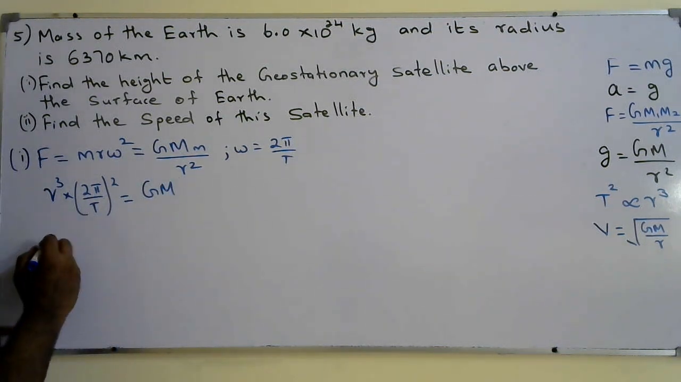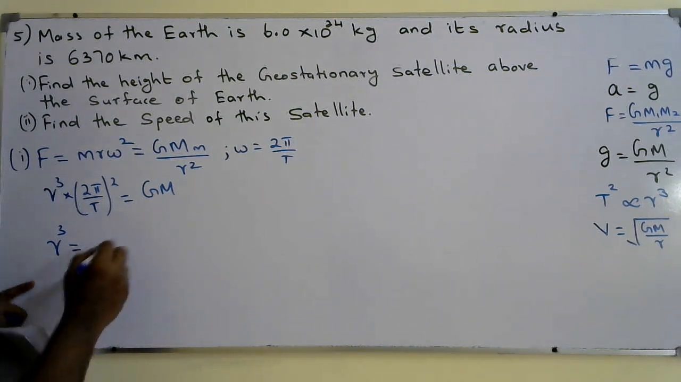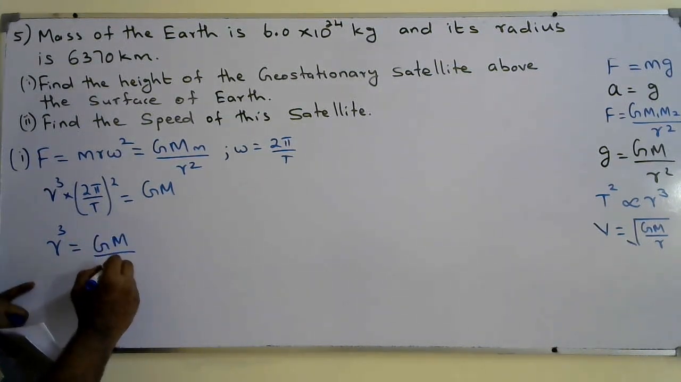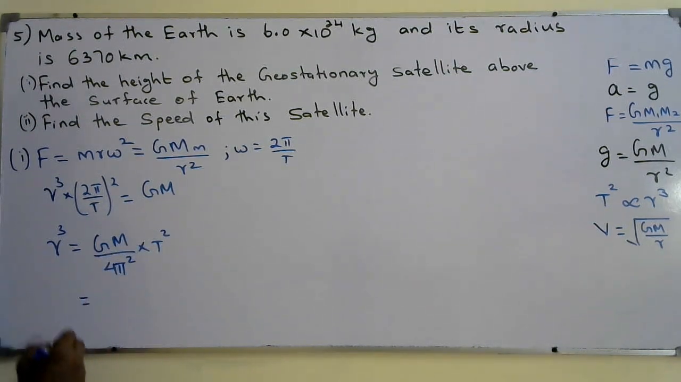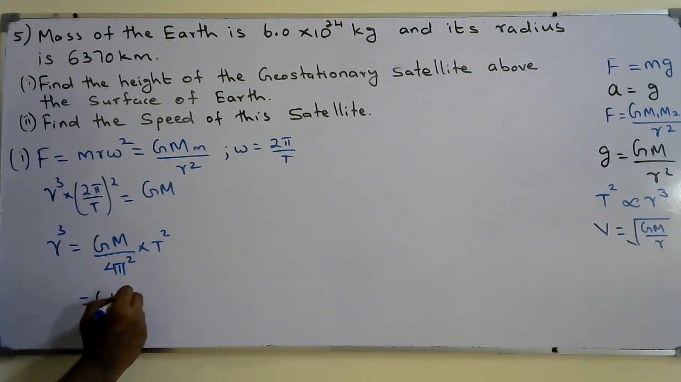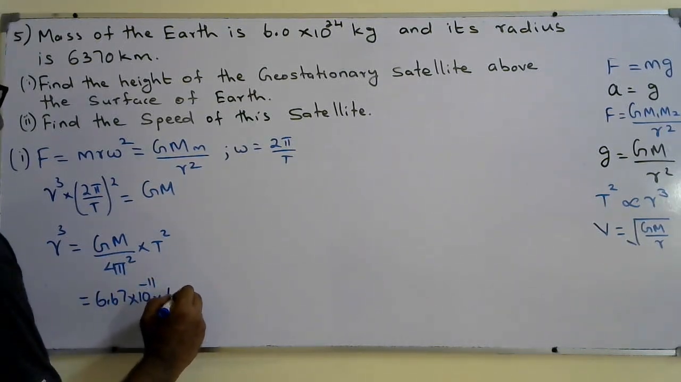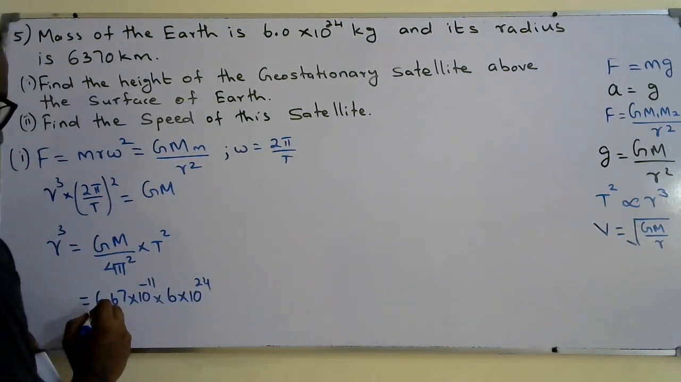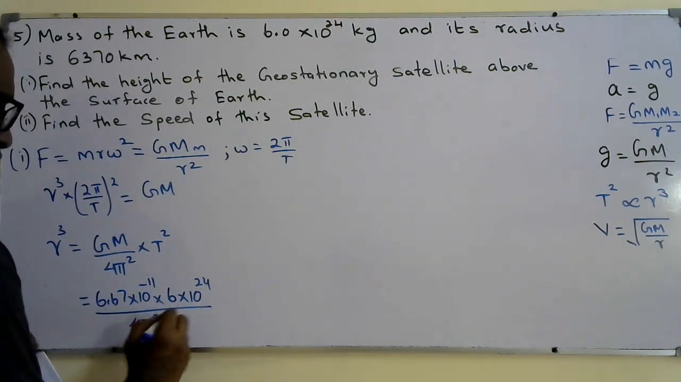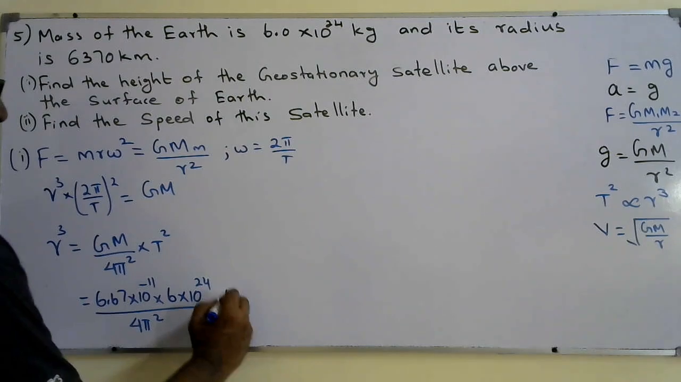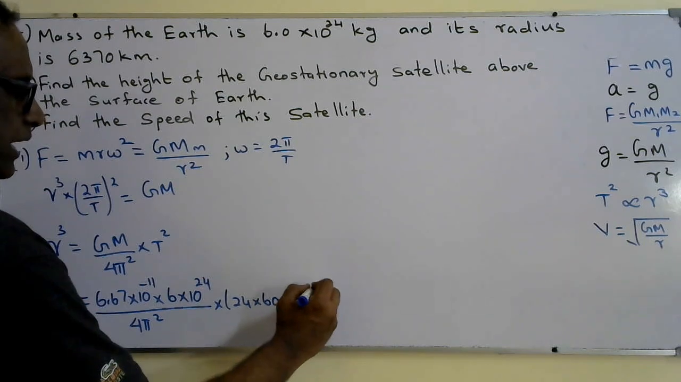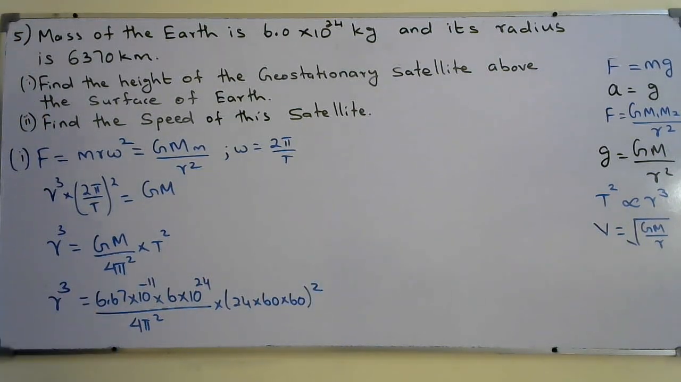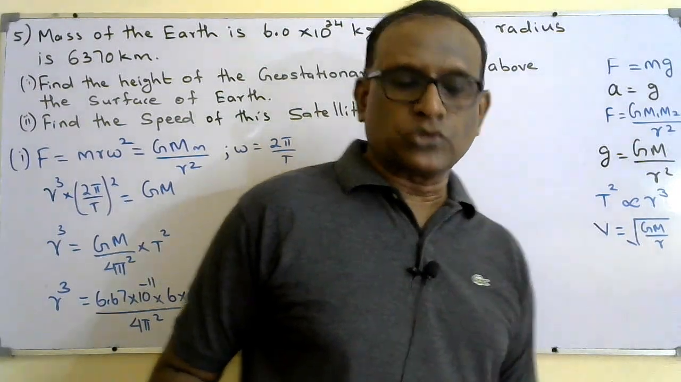So make r³ the subject. r³ is going to be GM over 4π² times T². Substitute the values and find r: 6.67 × 10^-11, the mass of the Earth is 6 × 10^24, over 4π² times T², where T is 24 hours. So 24 times hours to minutes, minutes to seconds, all squared. That is r³. Solve the right side and take the cube root of it.